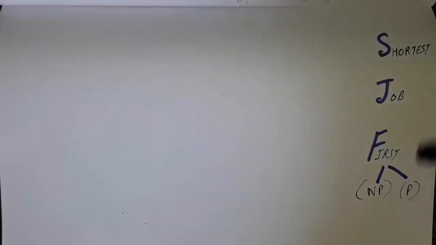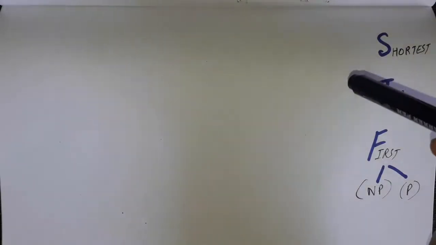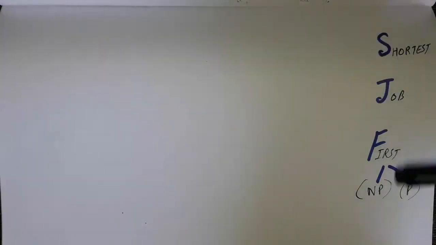In these there are two types, non-preemptive and preemptive. Non-preemptive means once a process is started, it has to be completed, and preemptive means if a shorter job arrives, then we have to replace the job which is processing.